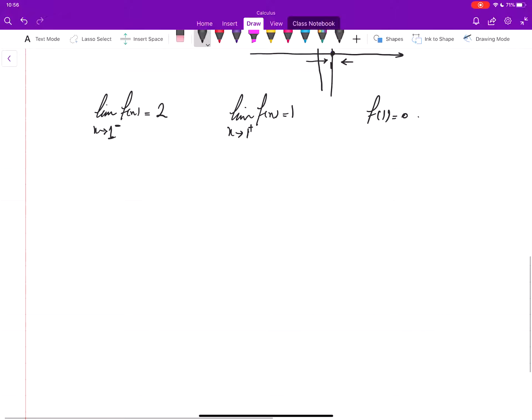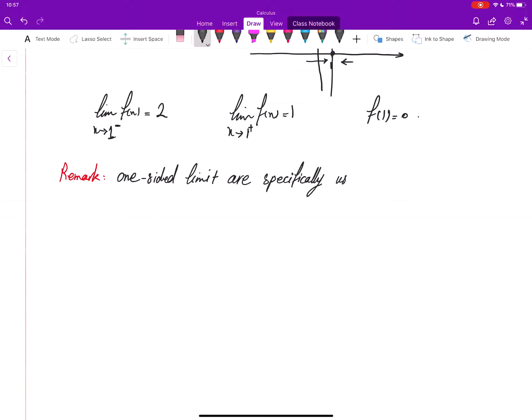One important remark here is that one-sided limits, right limit or left limit, are specifically useful when the function is piecewise defined.